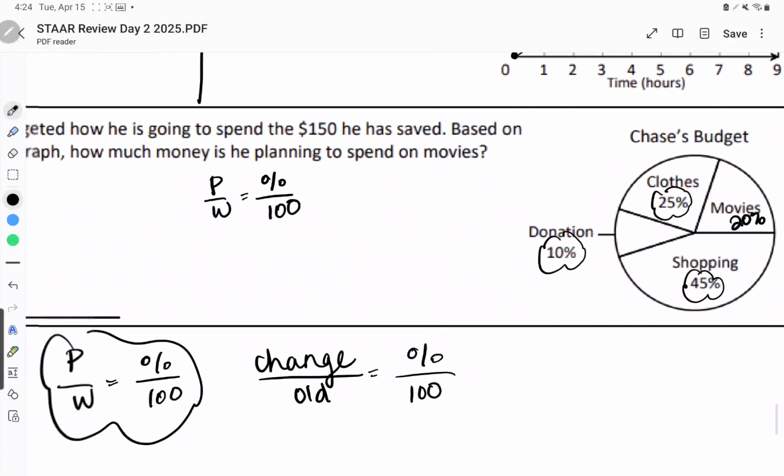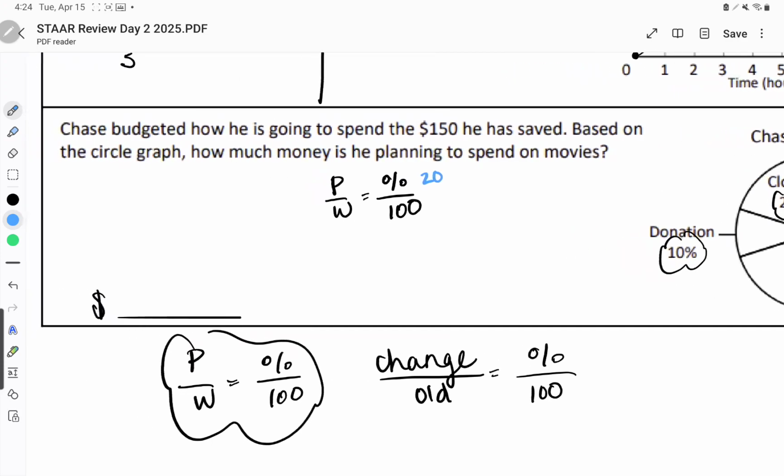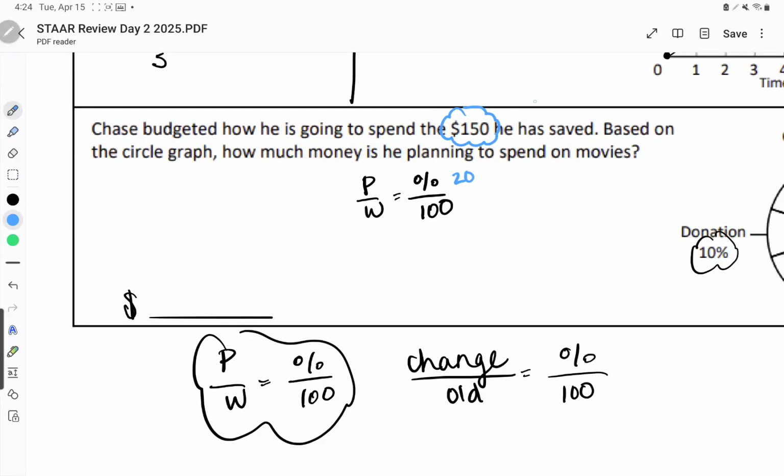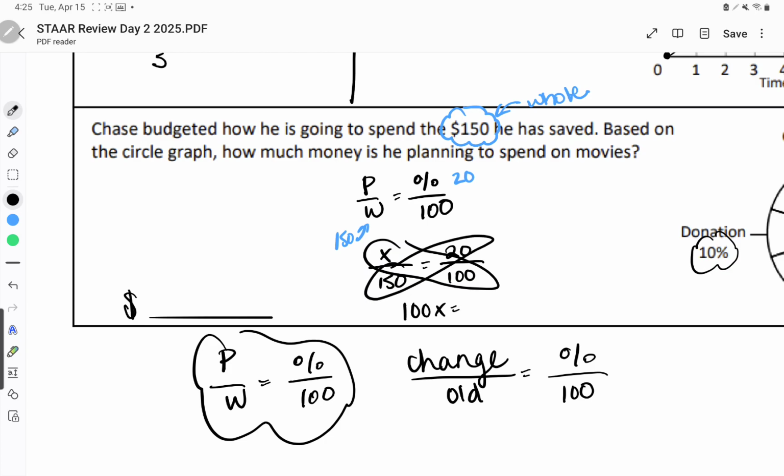Well, we know a percent, so that goes in the percent spot. 20% goes to movies. And then we also know 150, and is that a part or a whole? This is a whole. This is how much money he has saved up total, so that goes there. So I would do x over 150 equals 20 over 100. We cross multiply, so we have x times 100, which gives us 100x, equals 150 times 20. We start with 15 times 2. 15 times 2 is 30. And then I just write down the 2 zeros here, and that gives me 3,000. Divide both sides by 100. We cross these out, and that gives us $30.